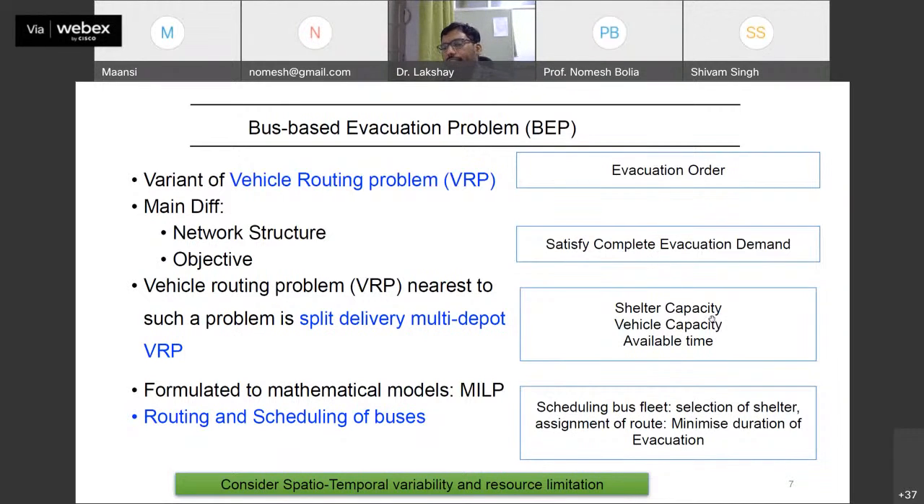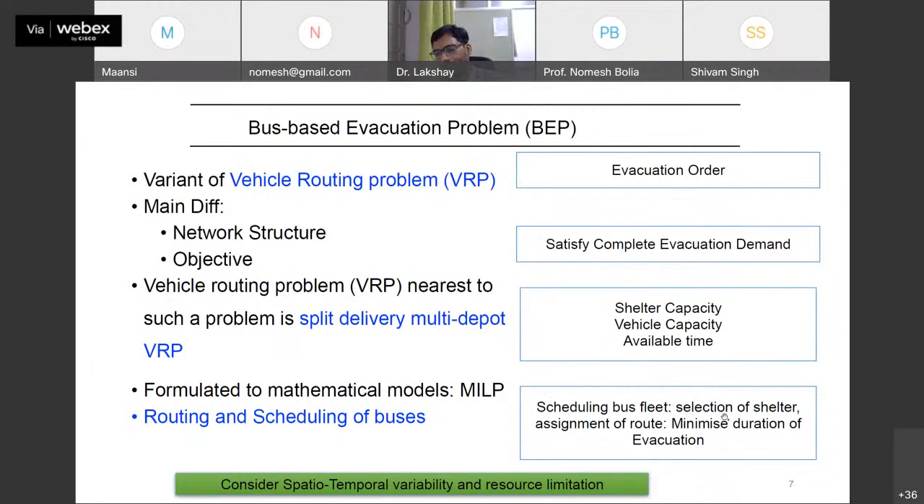Then, in regional evacuation, there is the shelter capacity. Each shelter has a given capacity. Then there is the vehicle capacity, that each bus can accommodate. And then there is the available time, within which all the people should be shifted. These are the three main constraints. And then we have to find our decision variable, which is the scheduling of the bus fleet.